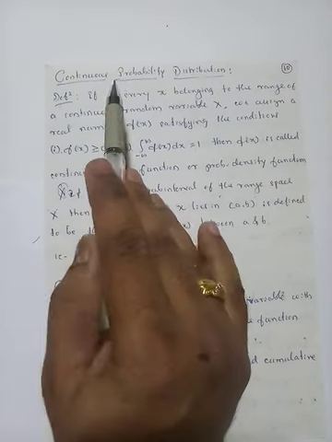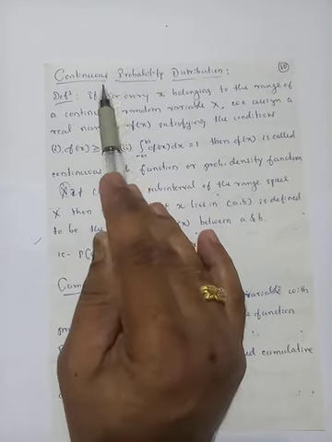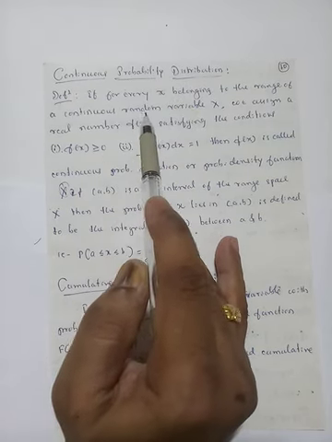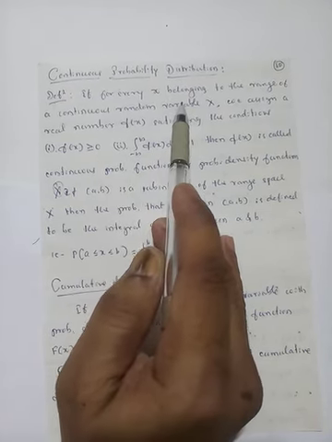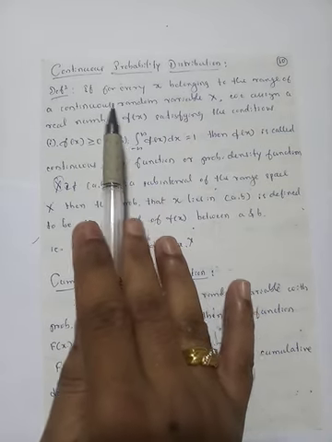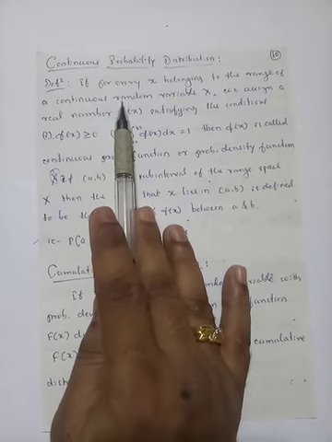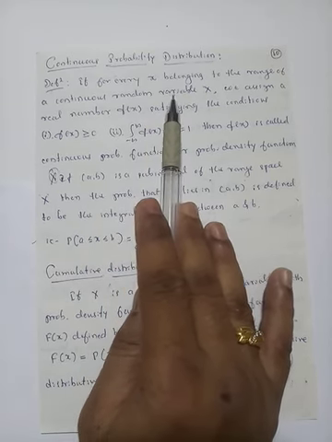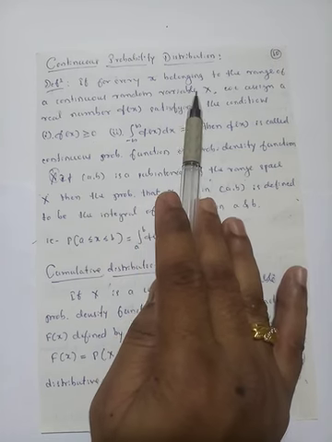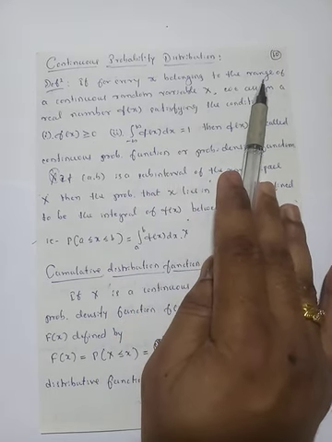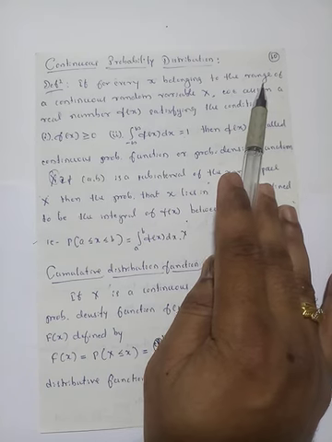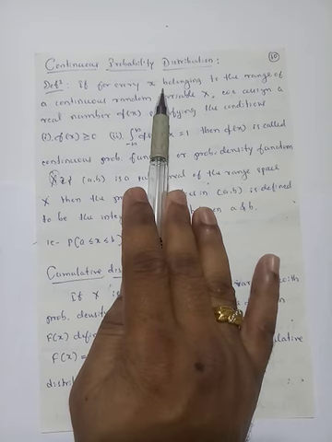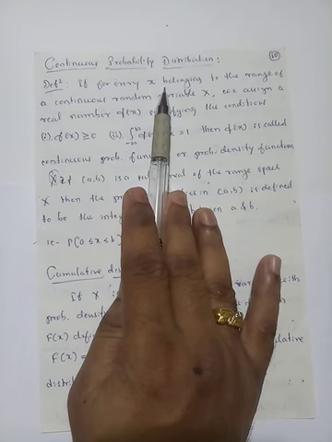So in this video we are going to discuss continuous probability distribution using continuous random variable. The definitions of continuous random variable and discrete random variable were discussed in the previous classes. So what is a continuous random variable? It is a variable whose value x lies in some interval, that is, some range. Now we are defining the function of that.